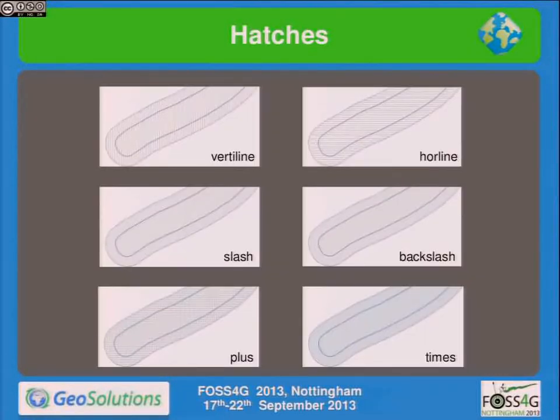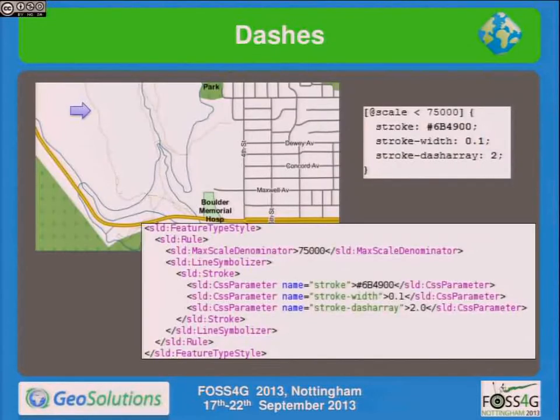These are some of the other symbols that we support built in. You can add more. So you have the basic hatches there. Then you can have dashes, which is the ability to display a dotted line or a dot line, whatever. In CSS, you would say, okay, give me a dash array of 2, which means 2 pixels painted down, 2 pixels up, 2 pixels down, 2 pixels up, and repeat, and so on.